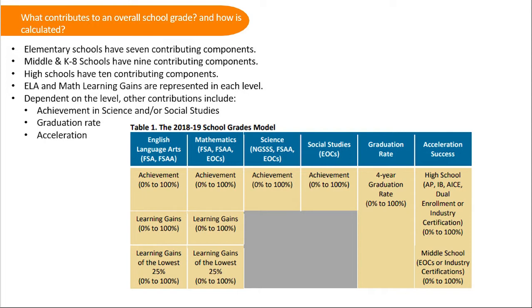Well, elementary schools have 7 contributing components, while middle and K-8 schools have 9 contributing components. Finally, high schools have 10 contributing components. ELA and math learning gains are represented in each level. Dependent on the level, other contributions include achievement in science and/or social studies, graduation rate, and acceleration.